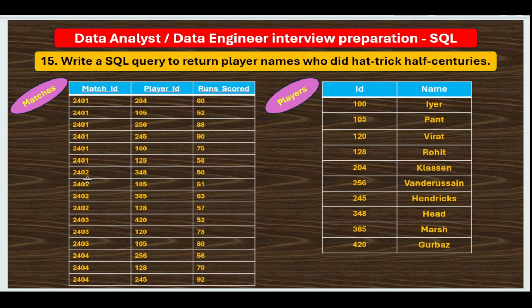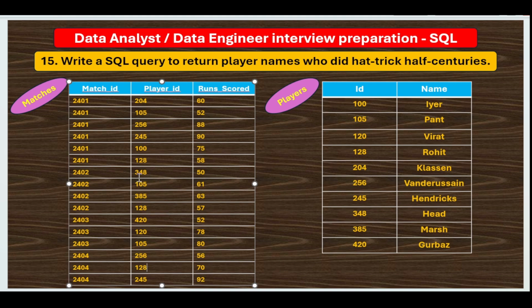Next, 128. In the second match, 128 is present. So this player did two half centuries successively. Now in the third match, there is no 128, so he has not done a hat-trick half century, but he did two half centuries in a row. In the fourth match, 128 is present again, he did another half century, but we cannot consider 128 as a hat-trick because it is not in successive rows, not consecutive. So we consider 105 as a hat-trick half century player.